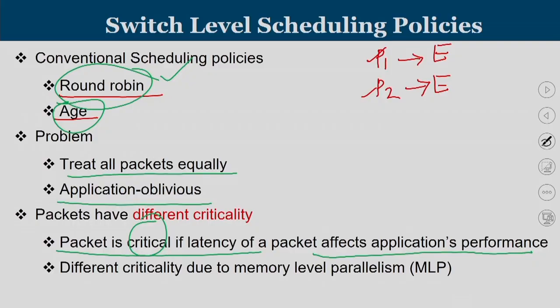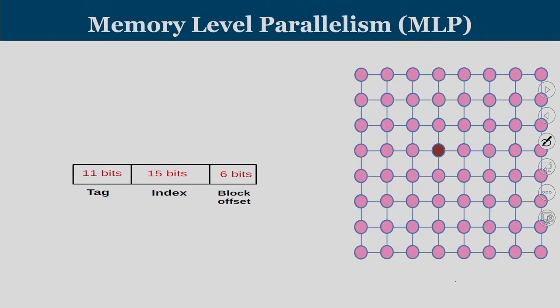And why do we get criticality? Why do packets have different criticality? Different criticality of packets is due to the concept of memory level parallelism. Now we will try to understand the concept of memory level parallelism. Consider the previous split-up that we used for the cache memory.